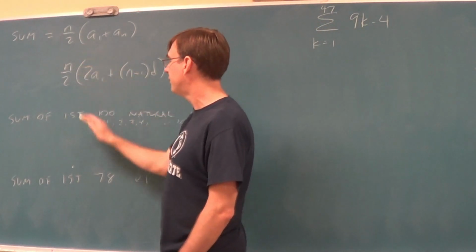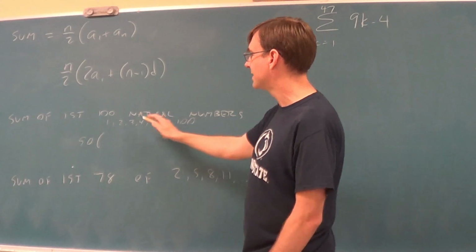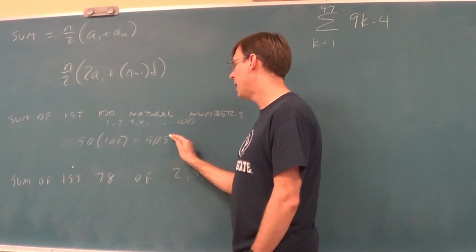I'd go 100 divided by 2 is 50. And then I'd go first plus last. 1 plus 100 is 101. Multiply that out, and it's 5,050.